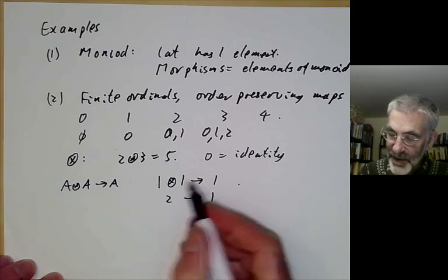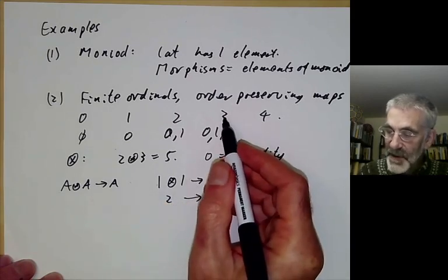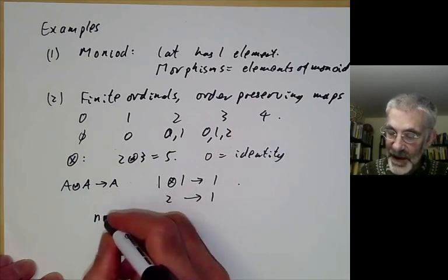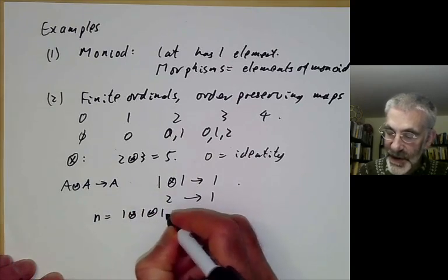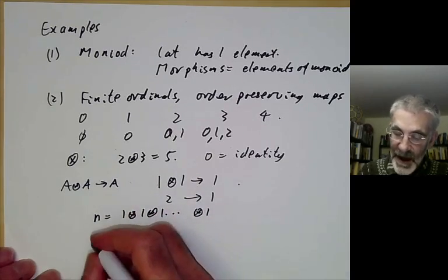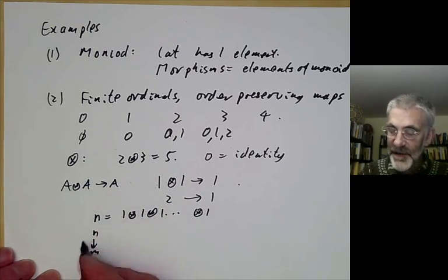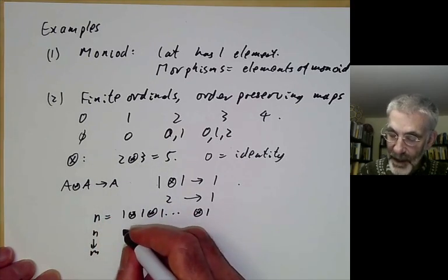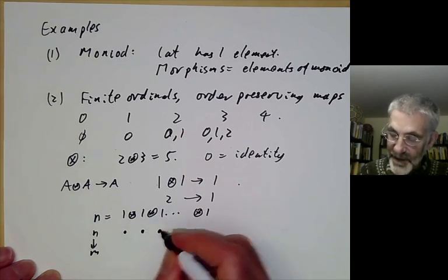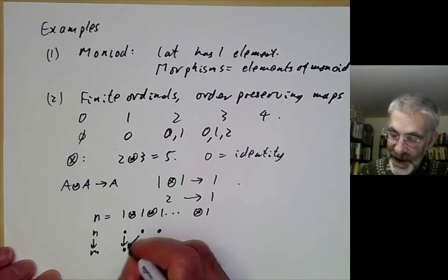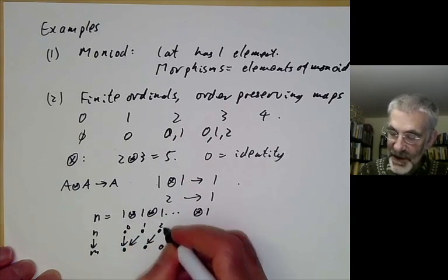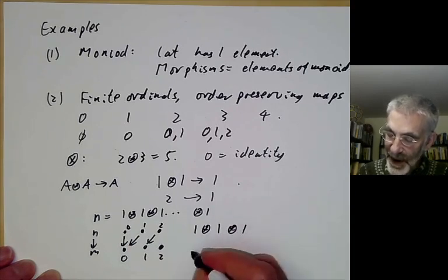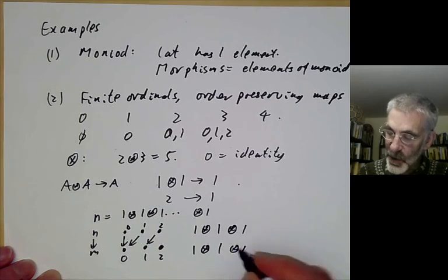You can see you get maps between the elements of this category. For instance, the object n is now just isomorphic to 1 tensor 1 tensor 1, n times, and any order preserving map from n to n can be obtained from this map here. For instance, if we've got a map from say 3 elements to 3 elements, so here's an order preserving map from 0, 1, 2 to 0, 1, 2, then if we take 1 tensor 1 tensor 1, we can map it to 1 tensor 1 tensor 1 in accordance with this.